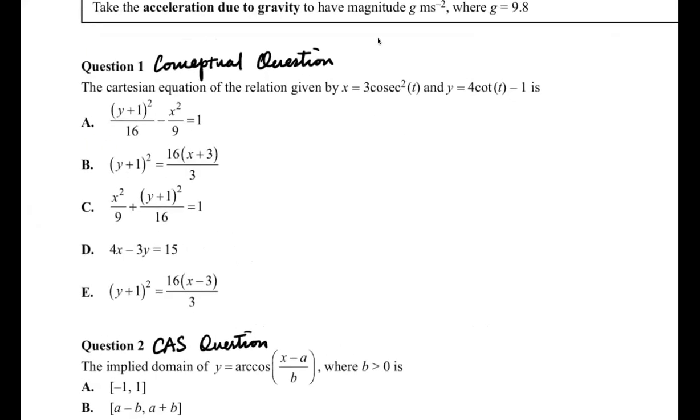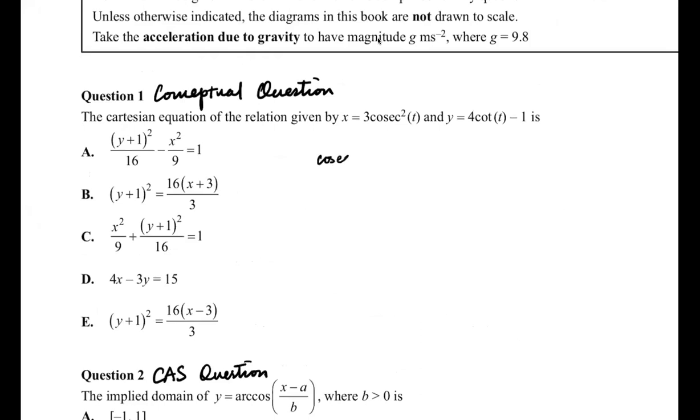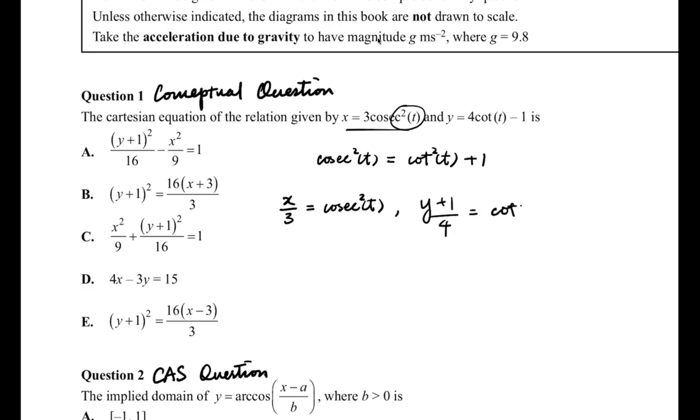Question 1 is typically a conceptual question. What is that concept being assessed here? It's this formula, cosecant squared t equals cotangent squared t plus 1, okay? You can find that on your formula sheet. And then you just need to do some rearrangement. You have x on 3 equals cosecant squared t. And you don't need to square it again because it's already a square. And then y plus 1 over 4 equals cotangent t.